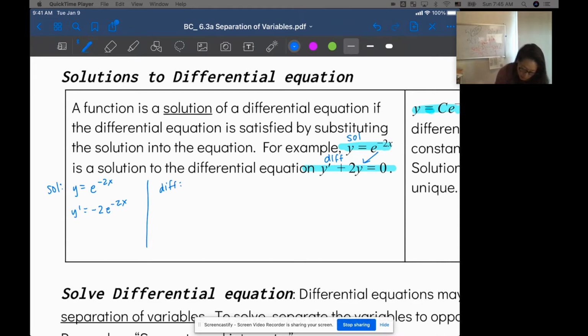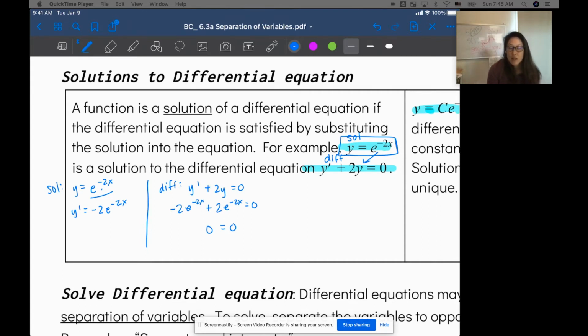All right, so the differential equation is y prime plus 2y is equal to 0. I notice that negative 2e to the negative 2x is y prime, plus 2 times y, which is e to the negative 2x, is equal to 0. What do you know? 0 is equal to 0. So one solution to the differential equation is y is equal to e to the negative 2x.